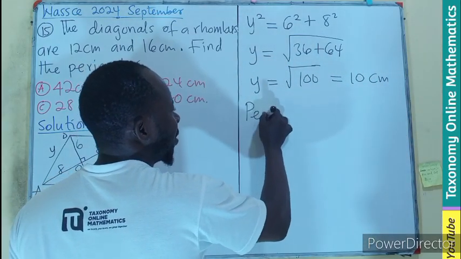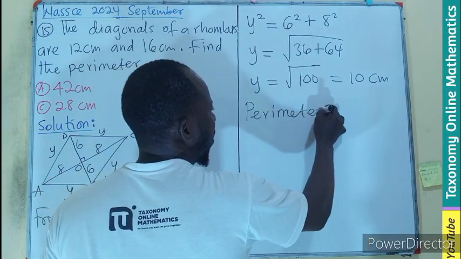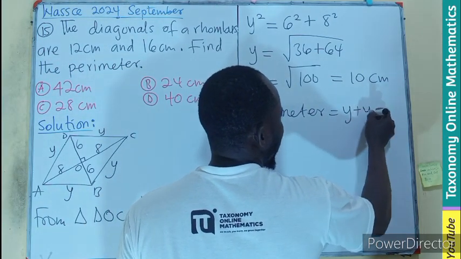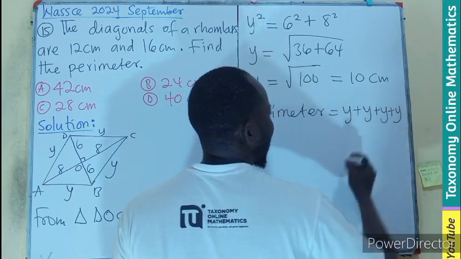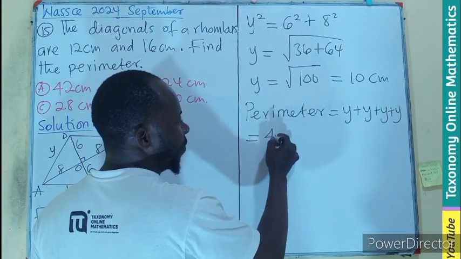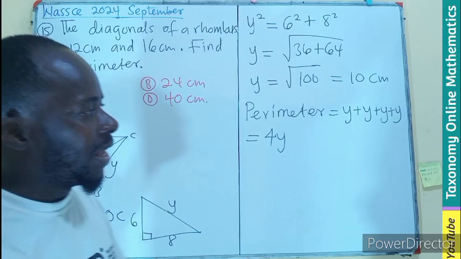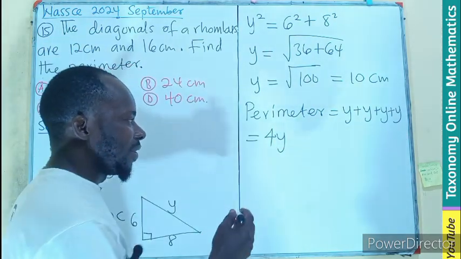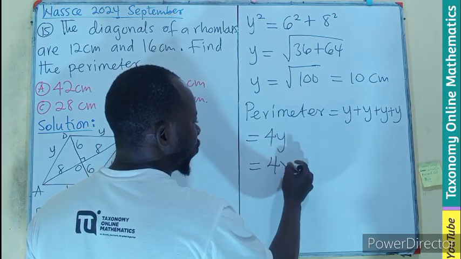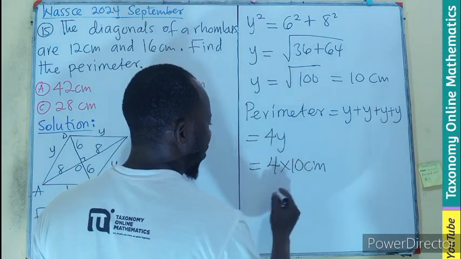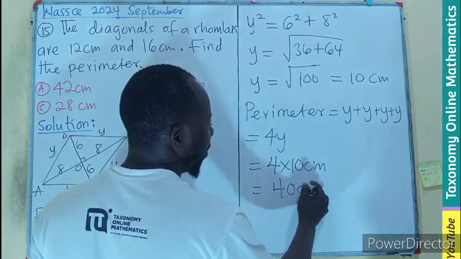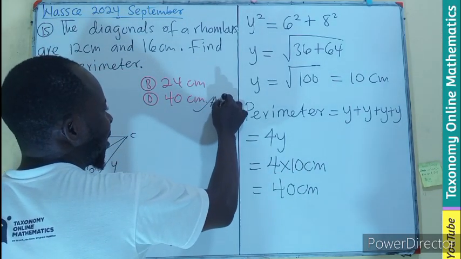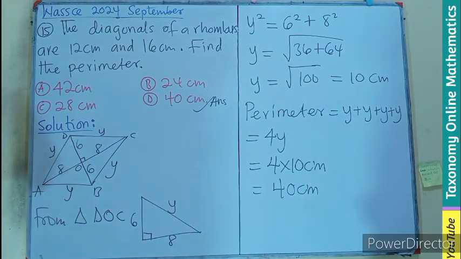What is the perimeter? The perimeter is just the addition of all the sides. Meaning y, y, y, and y, which will be translated to 4 of the y. Meaning y plus y plus y plus y becomes 4y. There are 4 sides. So this also means that 4 times y, which is 10 centimeters, will give us 40 centimeters. So we are looking for option D as the best option to replace this.